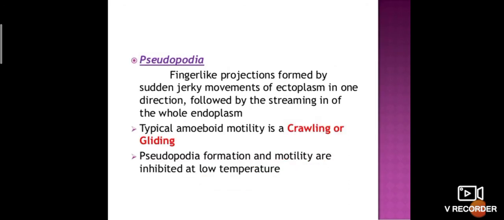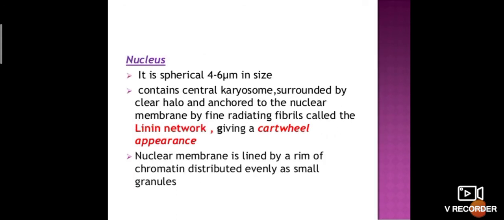So we know that pseudopodia is a finger-like projection formed by sudden jerky movements of ectoplasm in one direction, followed by the streaming in of the whole endoplasm. Typical amoeboid motility is crawling or gliding. Pseudopodia formation and motility are inhibited at low temperature.